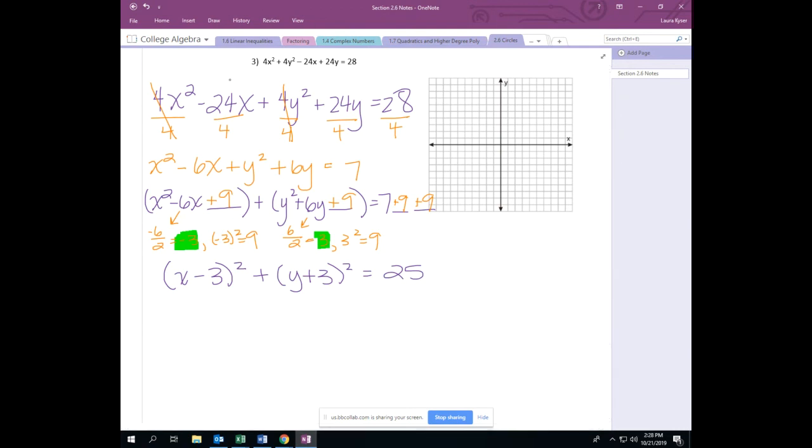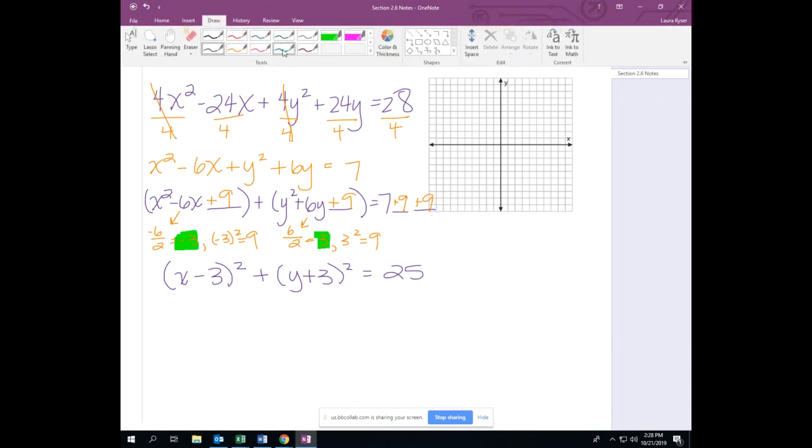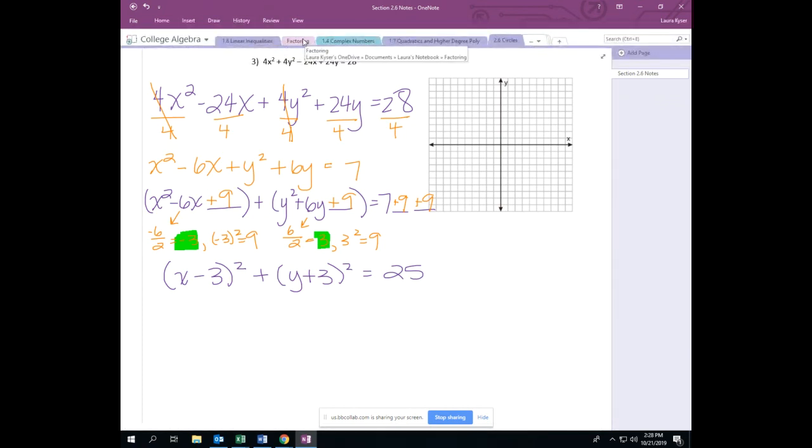I apologize. But anyway, take a look at what we have here now, because now this looks an awful lot like standard form. And once it's in this standard form, we can go ahead and pull out the center and the radius. Now remember, for the center, you use opposite signs. So the opposite of -3 is 3. Opposite of 3 is -3.